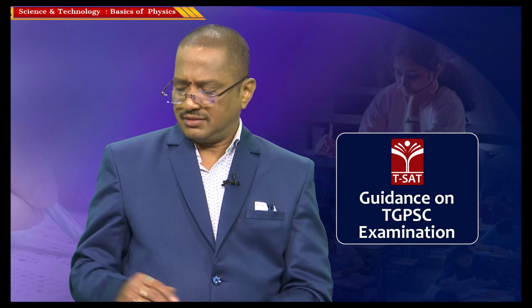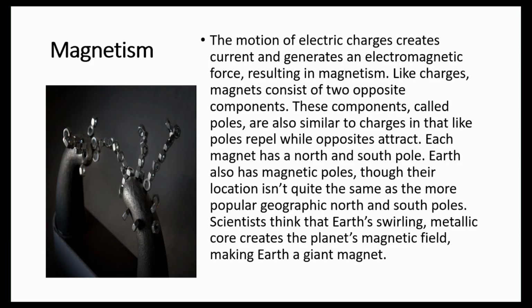That is called magnetism. As you know, in magnetism, the motion of electrical charges creates current and generates an electromagnetic force, resulting in magnetism. Like charges, a magnet consists of two opposite components. These components, called poles, are also similar to charges in that like poles repel while opposite poles attract. Each magnet has a north and south pole.